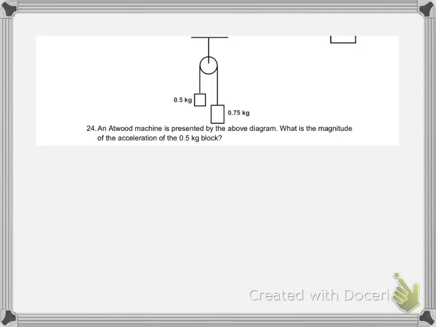Number 24, an Atwood machine is presented by the above diagram. What's the magnitude of the acceleration of the 0.5 kilogram block? All right, so let's do a free body diagram.